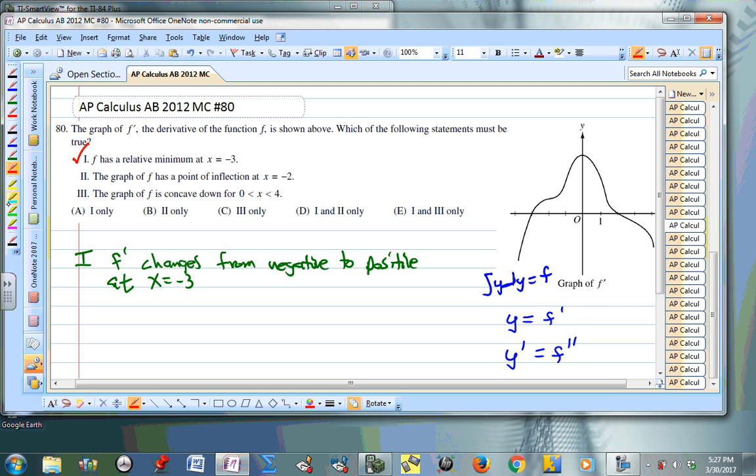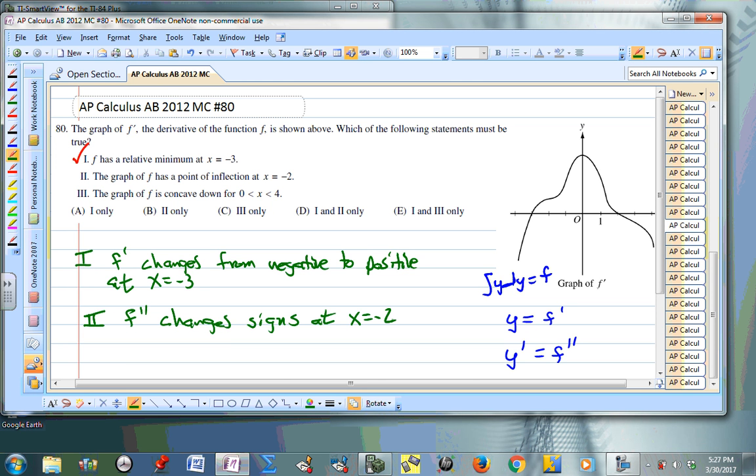Now let's go to statement two. The graph of f has a point of inflection at x equals -2. All right. So think about what that means. If f has a point of inflection, that means f prime prime changes signs. Maybe from positive to negative, maybe from negative to positive.